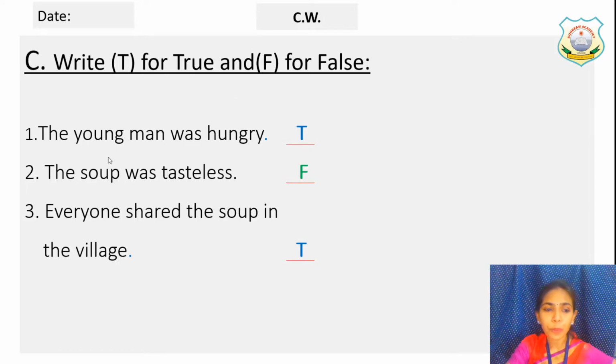T-R-U-E, true. The soup was tasteless. Was the soup tasteless? No, it was very tasty. So the statement is false. So we are going to write down false, and the spelling of false is F-A-L-S-E, false. Number 3, everyone shared the soup in the village. So what did they share? Soup. So the statement is absolutely correct, and we are going to write down true, T-R-U-E, true, right?